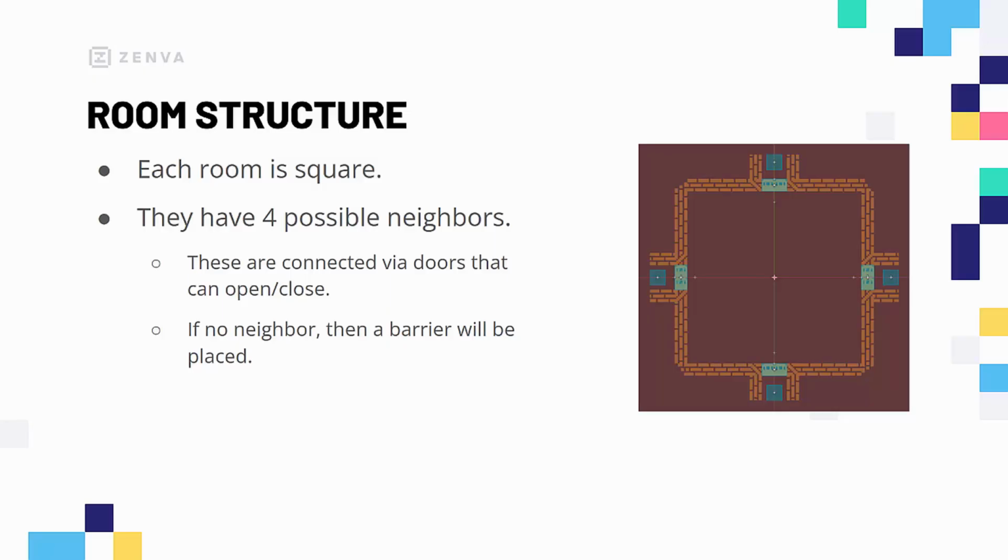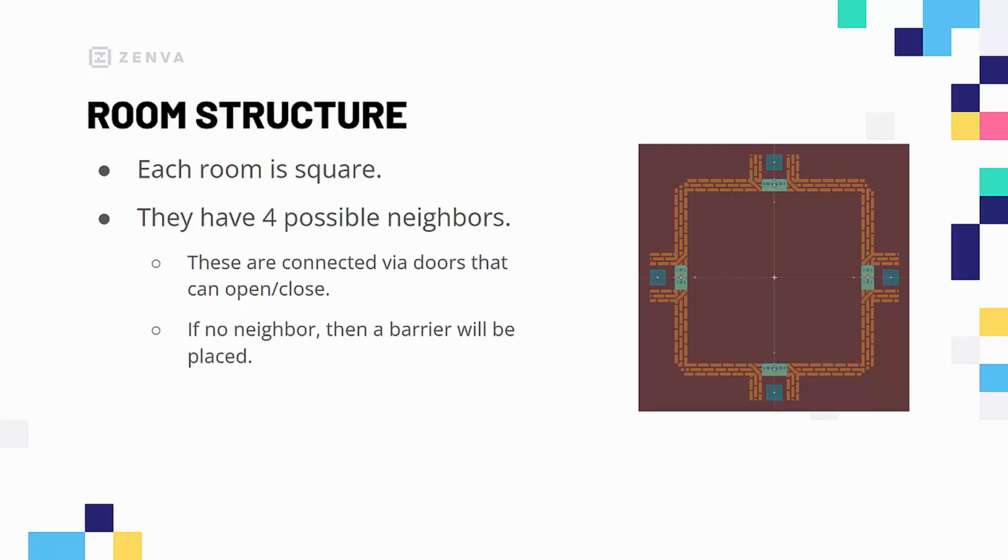A barrier is essentially just going to be a flat wall, whereas a door is going to be an opening that the player can go through. But each opening is also going to have a door. The reason why is because when a player enters a room, if there are enemies in the room, we don't want the player just escaping. So if the player enters a room with enemies, the doors are going to be shut, and they are only going to open again once all enemies are defeated.